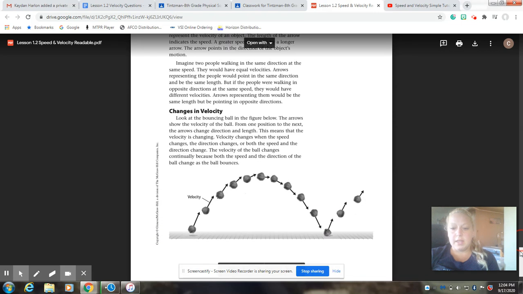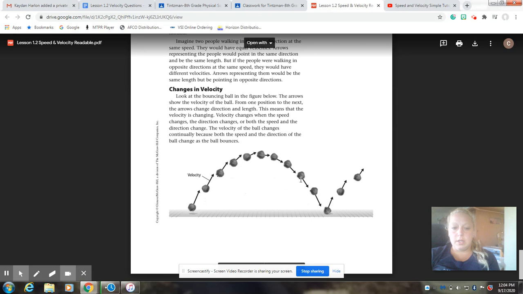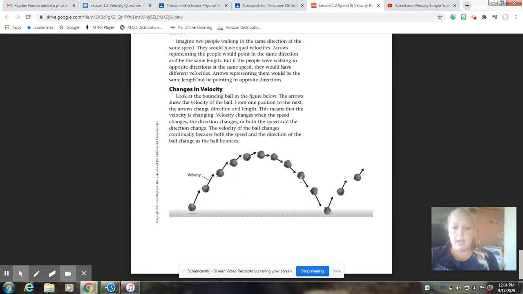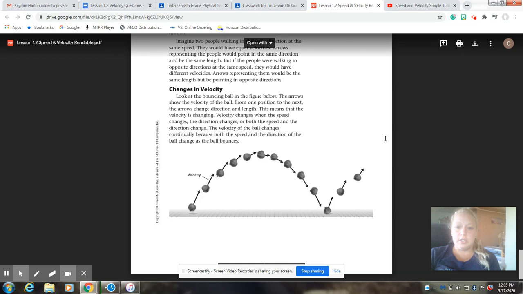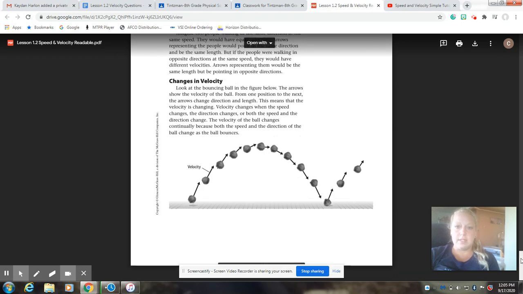You're going to read this section on velocity, and you'll want to look at this picture of the bouncing ball. It tells you that we are indicating velocity with the arrow, so the arrow is pointing toward the direction. If you look at it, the arrows are different lengths, and this means that the velocity is changing, so both speed and direction change. The velocity of the ball changes and the direction of the ball changes as the ball bounces, and we indicate that with the arrows.